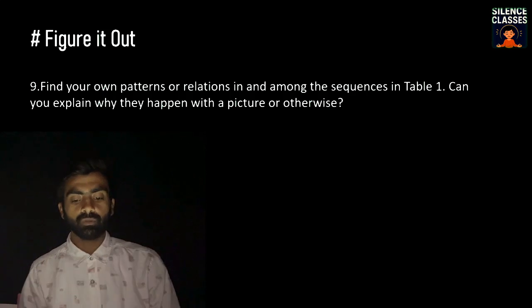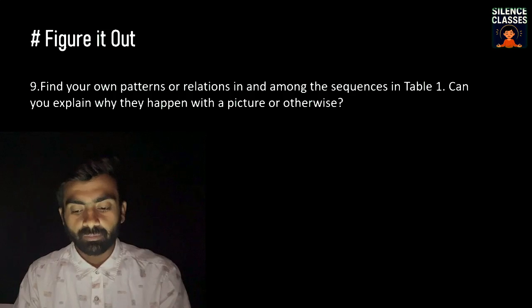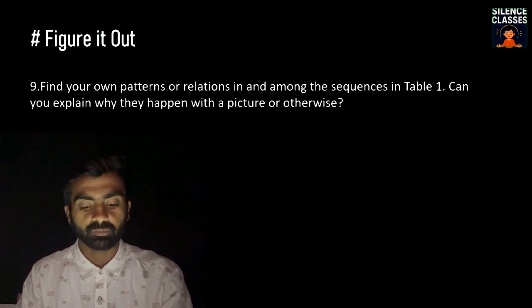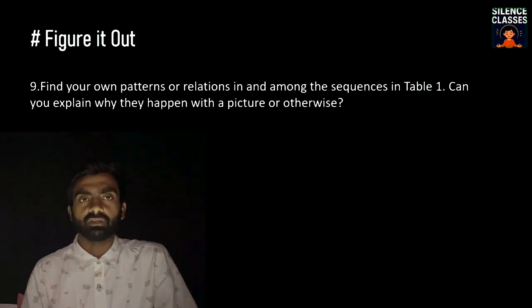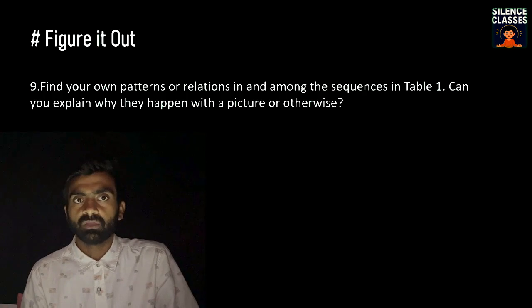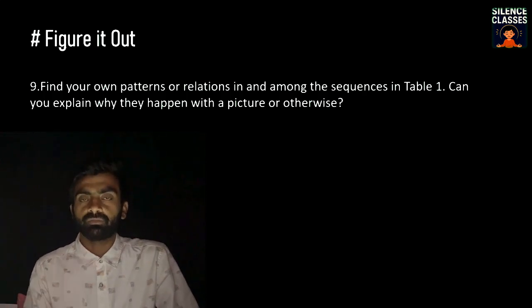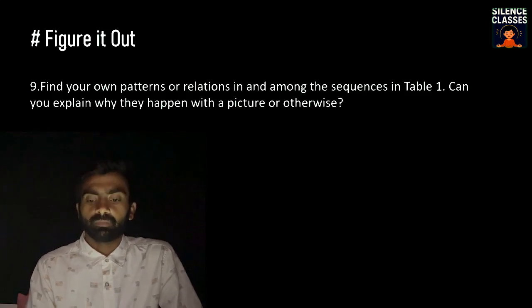Find your own pattern or relation in and among the sequences of table number 1. Can you explain what happened in the picture or otherwise? In table number 1, we have already done many things. The counting numbers are there, even numbers are there, odd numbers are there. So if I add from there, we can say that if we add the odd numbers, we can get the perfect square numbers.